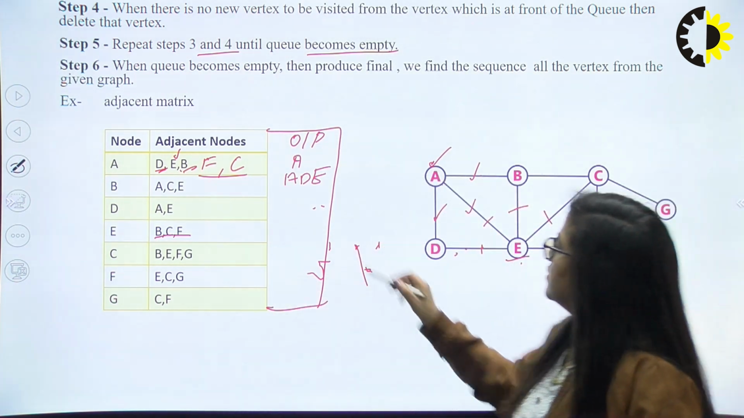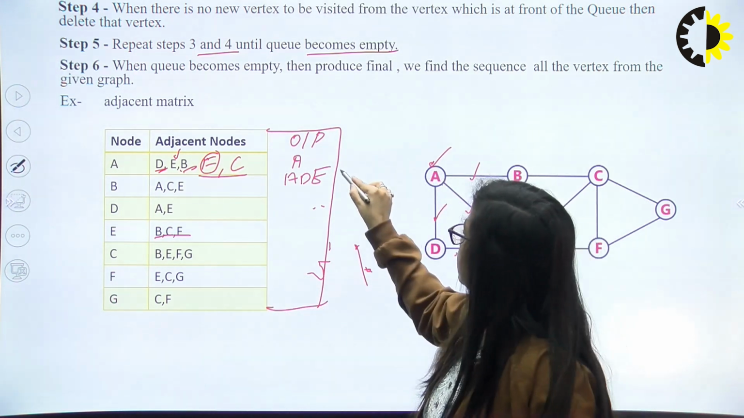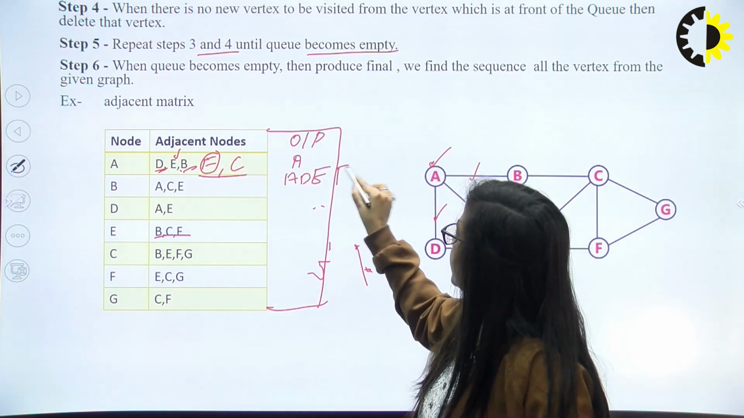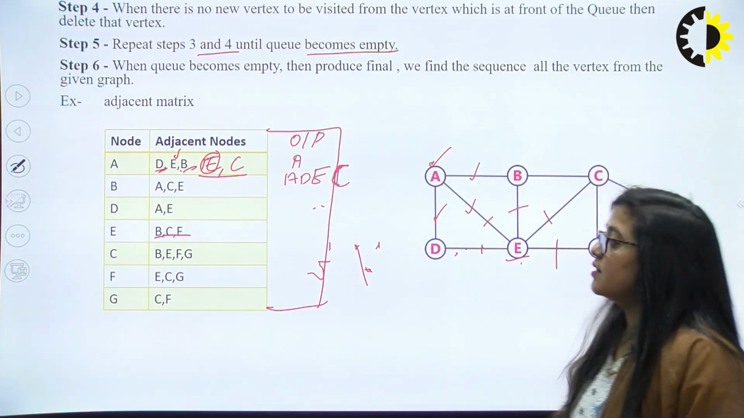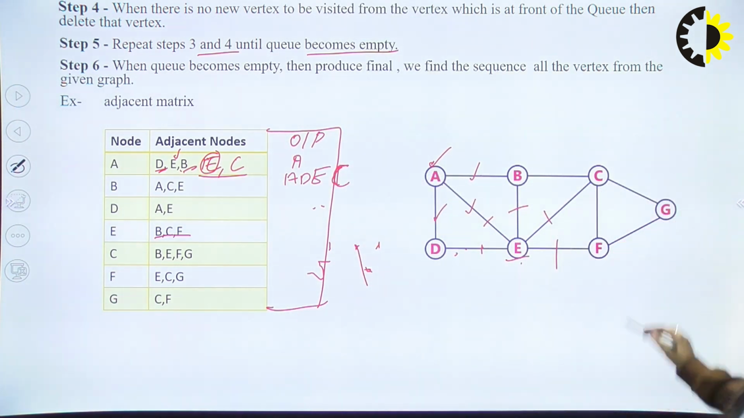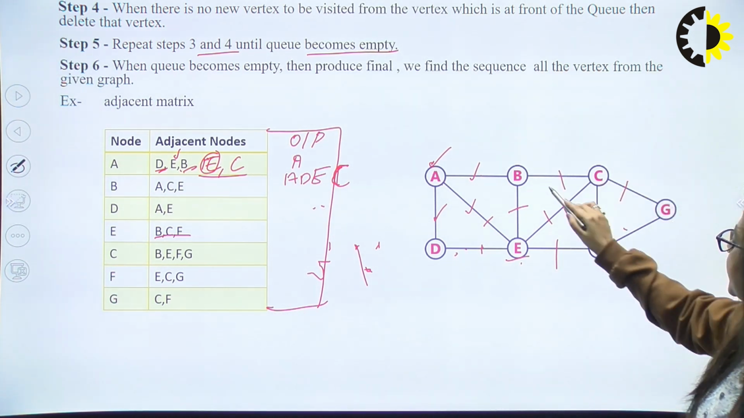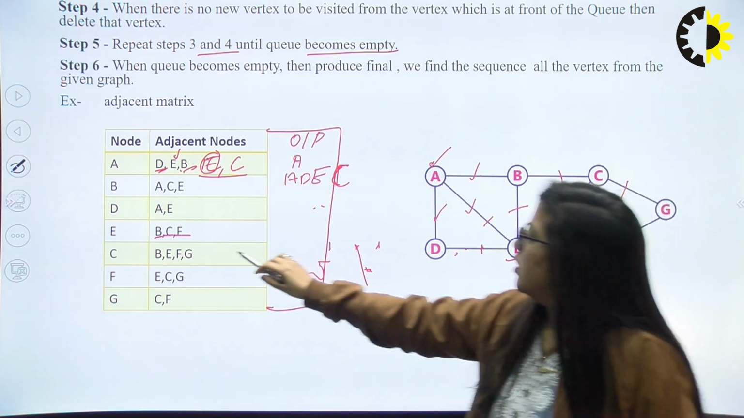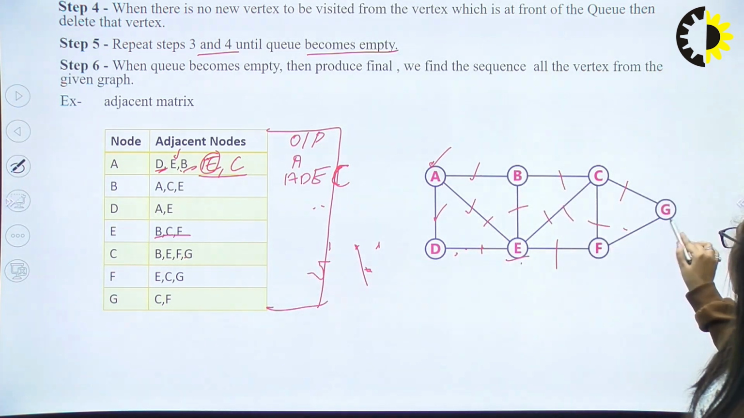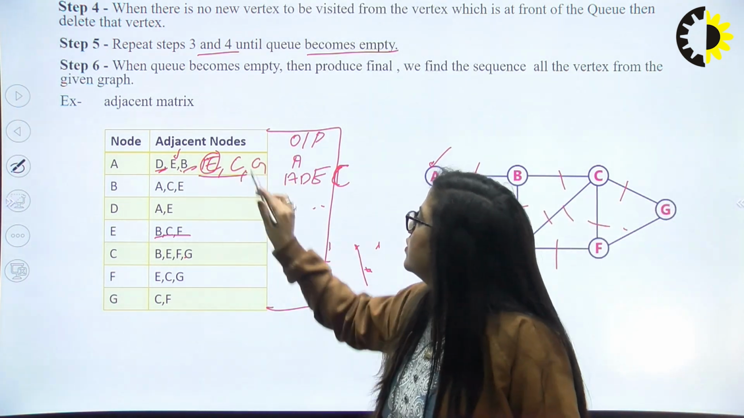Now A, D, E is the output. Now we check C. Sorry, now checked C. The C node is also connected to these nodes, which are already printed. F is already in the queue, and the last one is G. So we check here now.